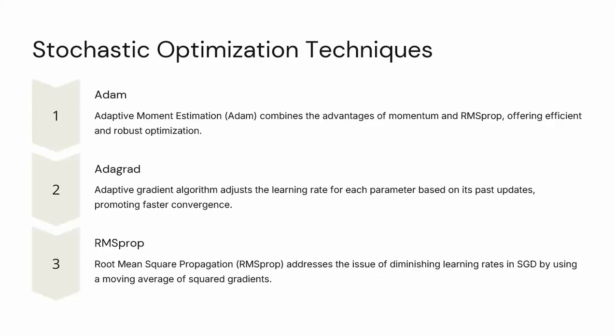In most models we consider ADAM because it has the combined advantages of both momentum and RMS prop. Coming to ADA grade, it is mainly used in recurrent neural networks, adjusting the learning rate based on previous or past updates for promoting fast convergence in cases like text analytics and so on.